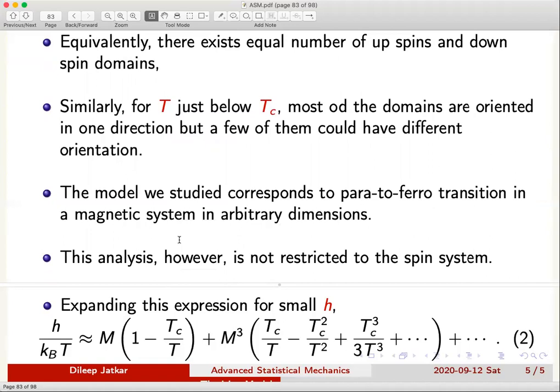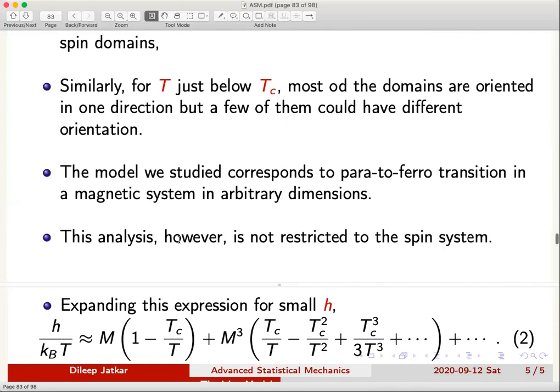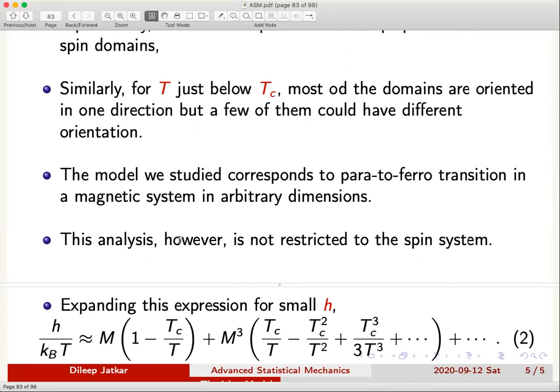For T below Tc, what one finds is that the domains are larger and they tend to point in the same direction. If you have net magnetization, which could be sourced by a small external magnetic field while the system is doing the transition, then you may have much fewer spins or much fewer domains pointing in the direction opposite to the net magnetization direction.